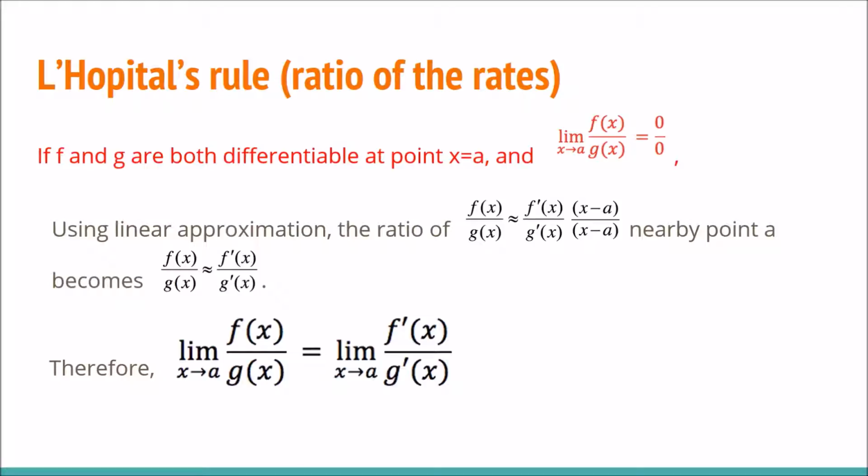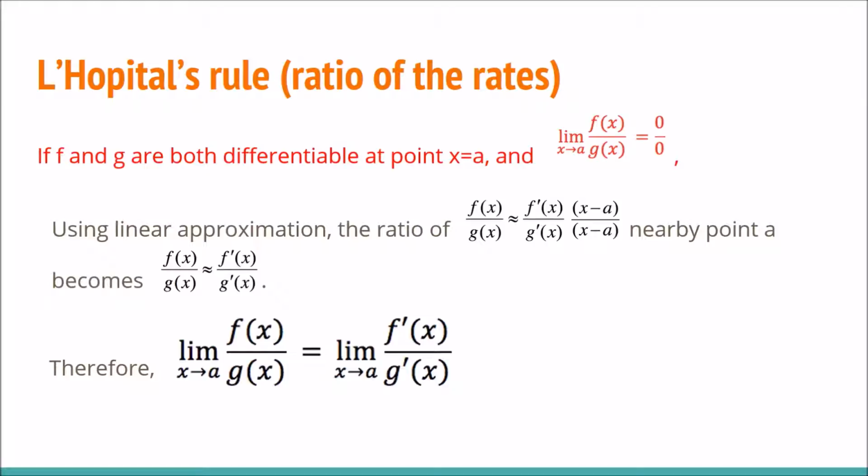Using linear approximation, the ratio of f of x divided by g of x is about equal to f prime of a divided by g prime of a multiplied by x minus a divided by x minus a. Nearby point a, f of x divided by g of x is approximately f prime of x divided by g prime of x. Therefore, the limit as x goes to a of f of x divided by g of x is equal to the limit as x goes to a of f prime of x divided by g prime of x.